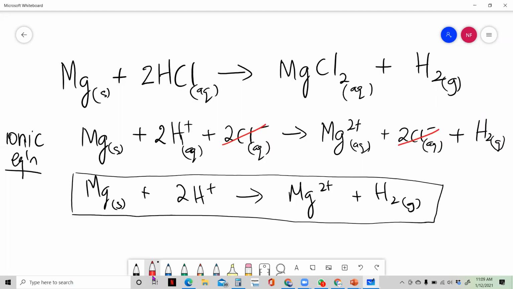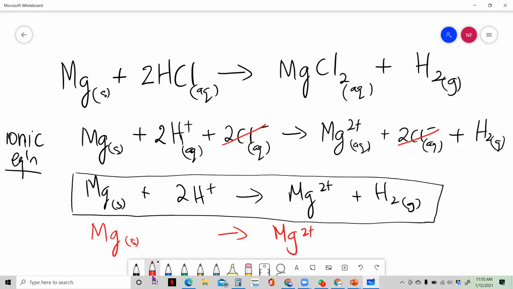So on our reactant side, we had Mg(s), right? This means that I had solid magnesium. This is magnesium in the elemental state, right? So I have atoms of magnesium. Now, on my product side, I have Mg2+. Now, what has taken place for magnesium to go from the atom to the ion Mg2+?